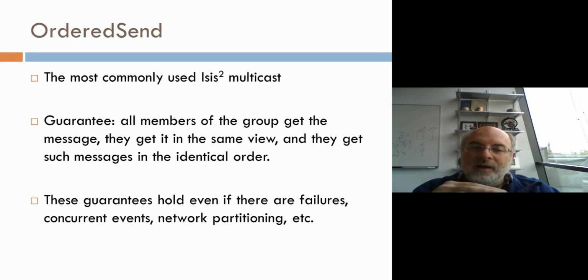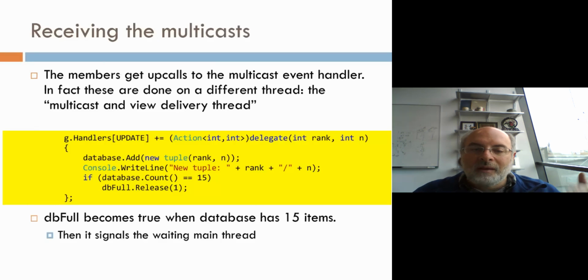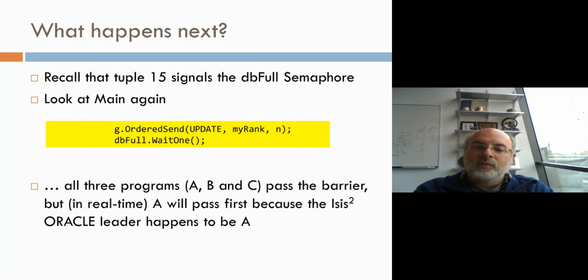G.flush makes sure that any prior ordered sends have been fully delivered, and that means that the group can't possibly forget those updates. Otherwise, optimism allows one case where it could actually forget them, but it's a very unlikely case that you could ever provoke, because it involves multiple, nearly simultaneous concurrent failures of the sender of the multicast and one of the receivers. So then these multicasts are getting received, and all they're doing is putting the data into the database and counting how many tuples are in it. And when the database has 15 items, what happens next is after this line, dbfull.wait1.